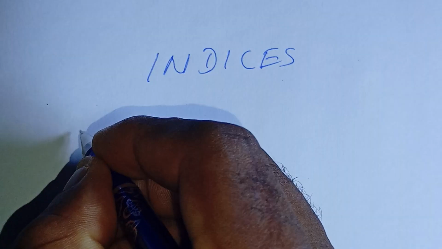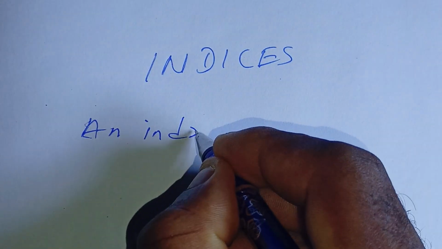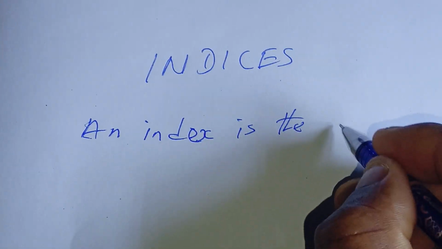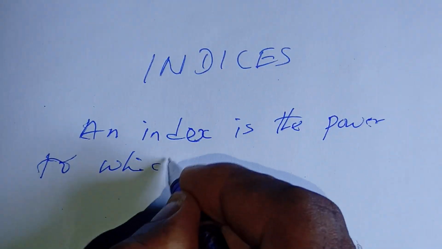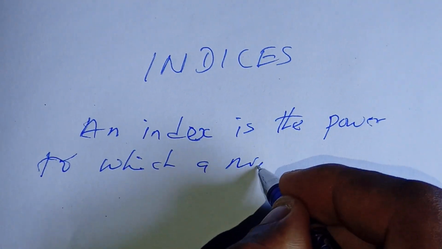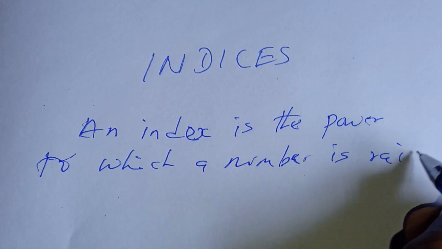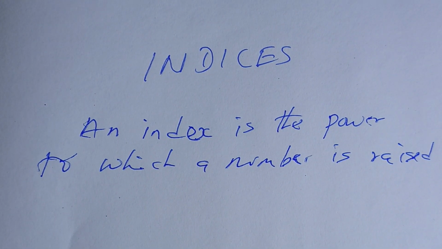So here we go. An index is the power to which a number is raised. That's the simple definition of an index. An index is the power to which a number is raised. We're going to be taking some examples.